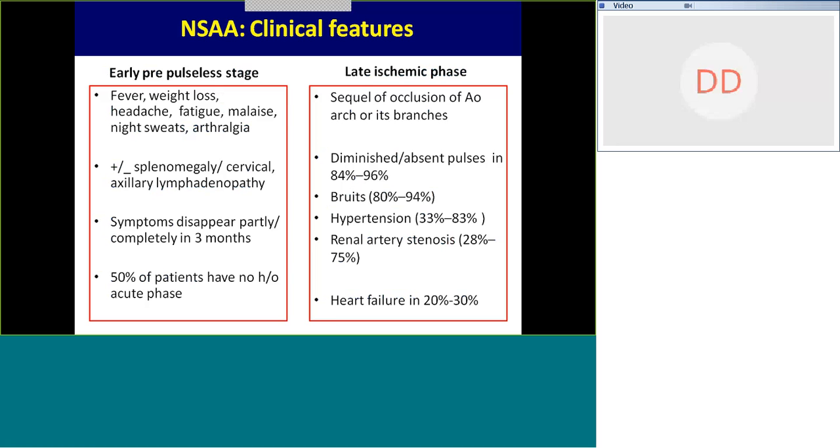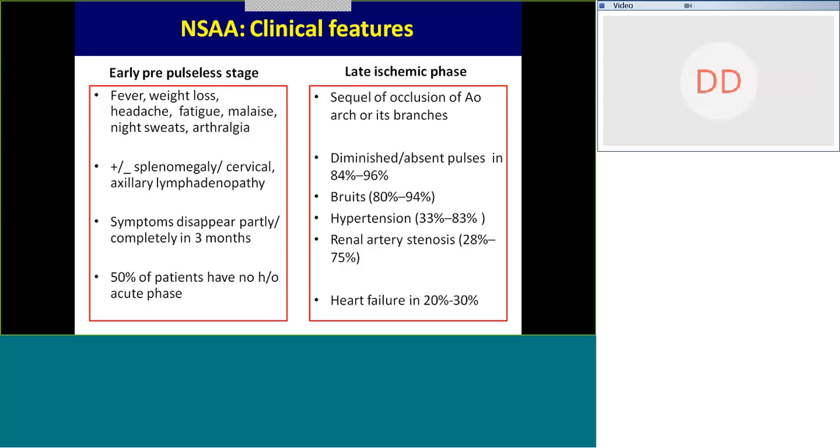So in the pre-pulseless phase, pulses are palpable, but there are constitutional symptoms, arthralgias, night sweats, fever, weight loss. There could be splenomegaly, there could be lymphadenopathy, very, very non-specific. And usually the acute phase would last about 3 months, and the patient will become asymptomatic on its own without any therapy many a times. And as I said, 50% of patients may not give you any such history.